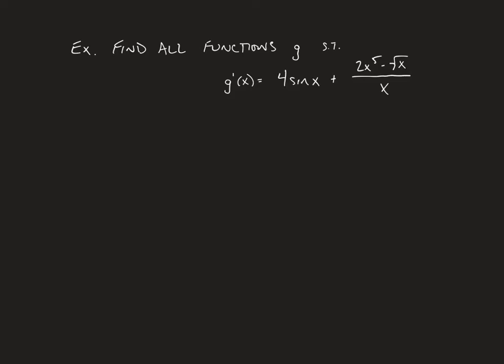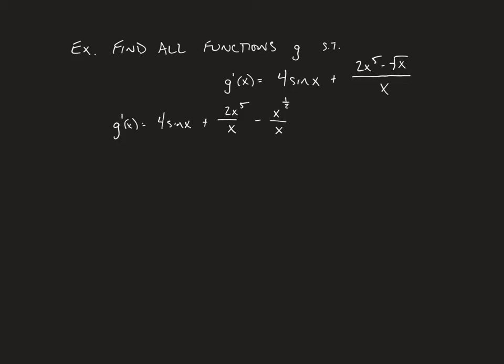So the first thing that I would probably do is separate this back component because it's really two fractions, and what I want to try to do is get this to where I can apply the reverse power rule. Right now I would have to figure out some sort of reverse quotient rule, and I don't want to have to do that. So I'm just going to separate that into two different fractions. So g prime of x is equal to 4 sine of x plus 2x to the fifth over x, minus the square root of x over x. And x to the 1/2 is the same thing as the square root of x.